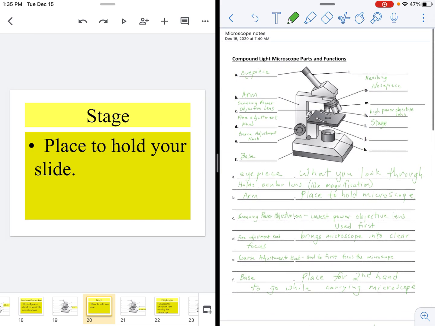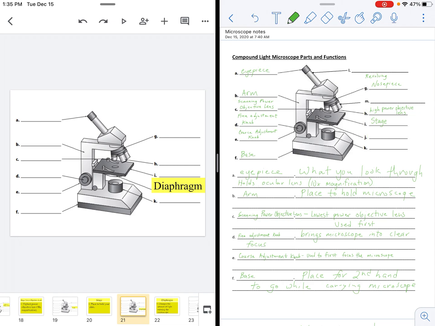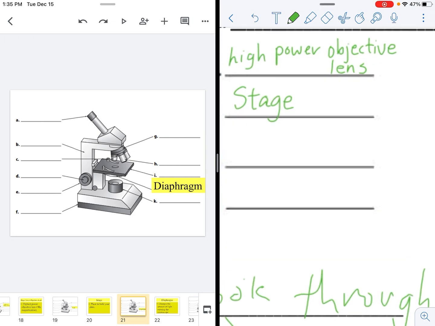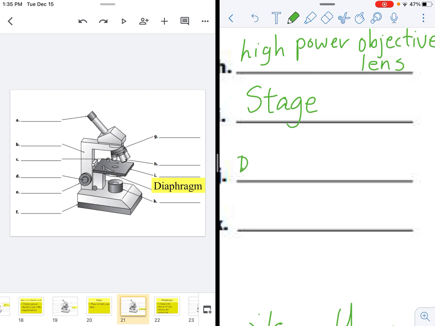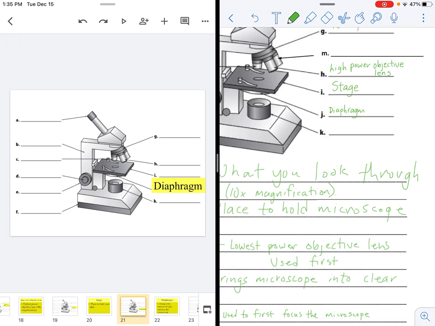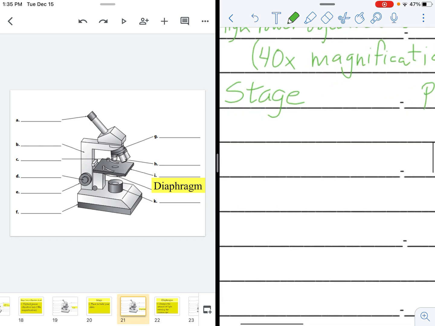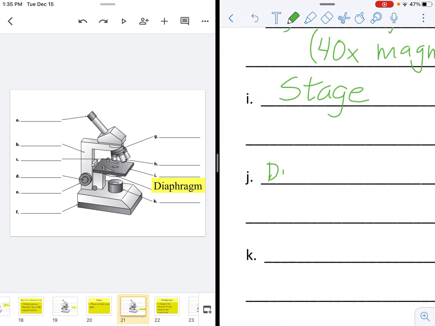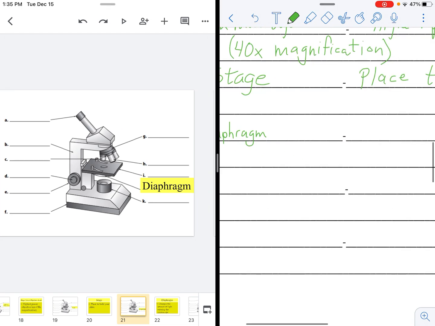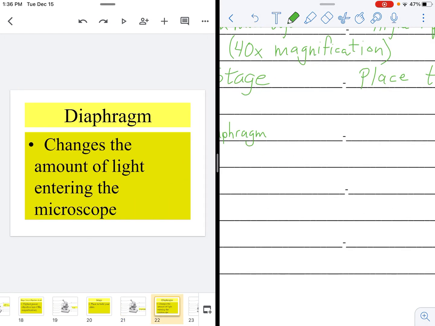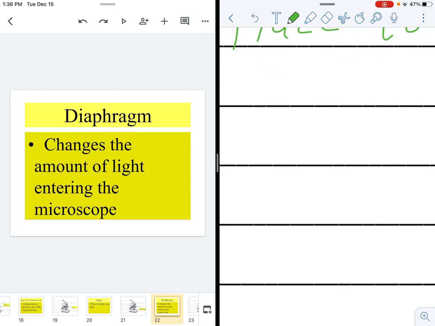Next is letter J, and that is called the diaphragm. Or it looks like it's pronounced diaphragm. And that changes the amount of light that's entering the microscope.